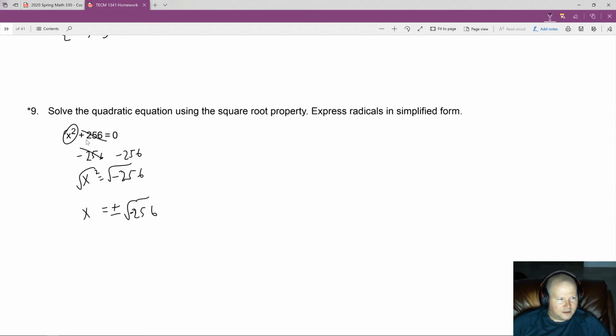But that can't happen. You can't take the square root of a negative because nothing multiplied by itself is going to give you a negative. So a negative times a negative is a positive, and a positive times a positive is still a positive. So this can't happen. You can't take a square root of that. So this is not a real number. Now there's imaginary numbers or complex numbers that could be answers to this, but we're not going to go there right now.